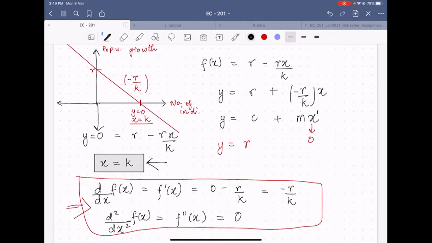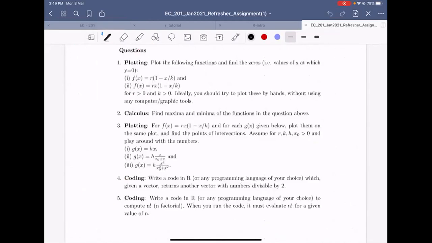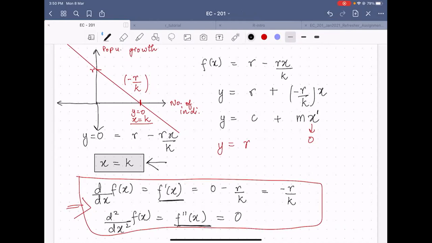Just be comfortable with this notation because it might come around in future also. When there is 1 dash, it means it's a single derivative. If it is 2 dash, it's a second derivative. 3 dash means it's a third derivative. Yeah, like that. Okay, now we'll do the second question. I think the second question you guys would be more comfortable with.